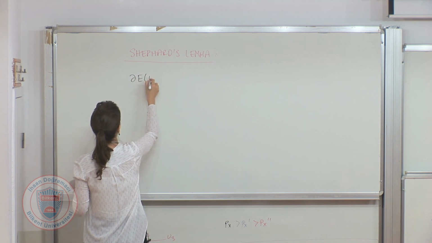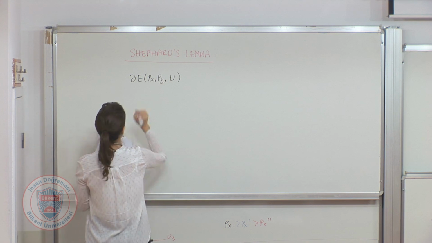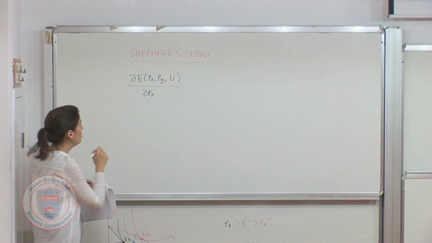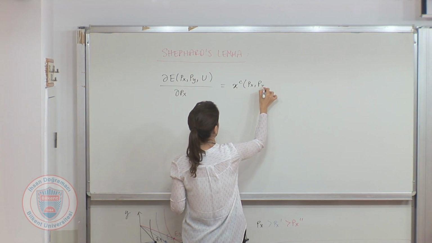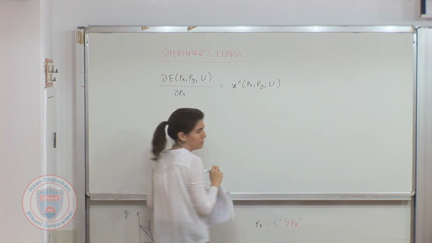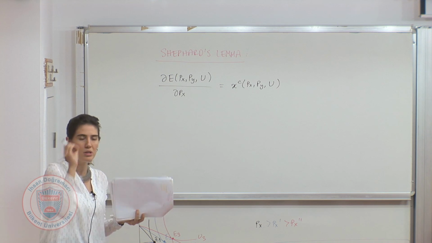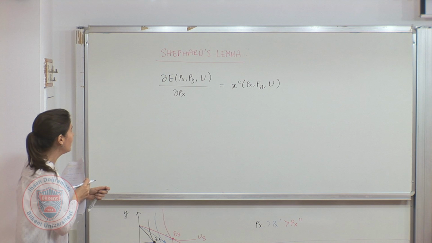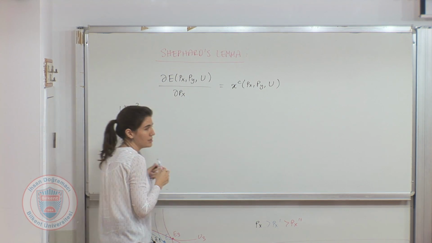When you take the derivative of the expenditure function with respect to price, you are going to get the compensated demand curve. You can call it either U bar or U. It means that for a given utility level, okay? So this is basically the case. And why is this the case?